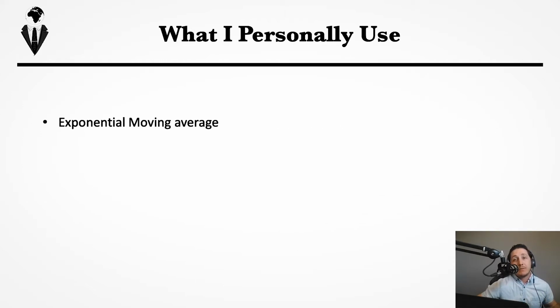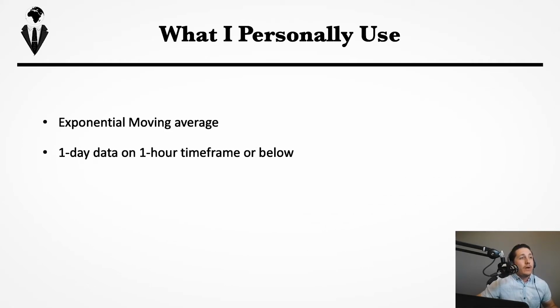I personally use an exponential moving average. It does hug price a lot nicer, and you get a lot more touches, and it doesn't really go through price as much. You get a lot less false signals, to be honest, in my opinion. All right. But for 1 hour timeframes and below, I use 1 day of data. And I'm going to show you how I calculate these in just a minute. But just remember, I use 1 day of data for anything on a 1 hour time frame or below.